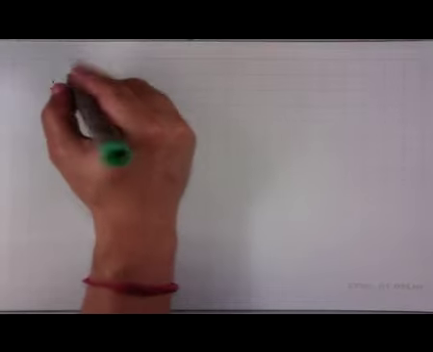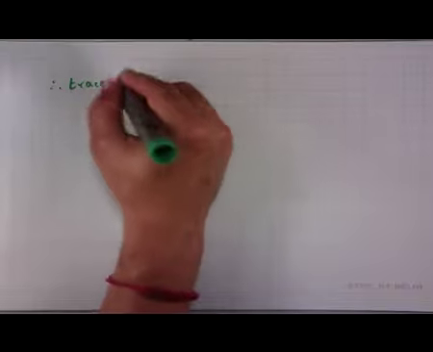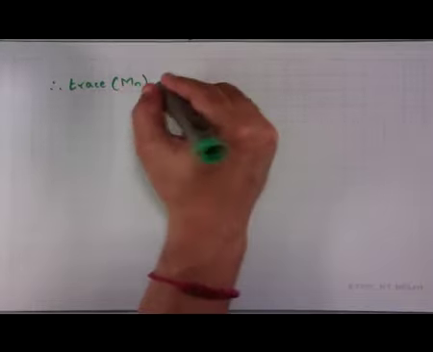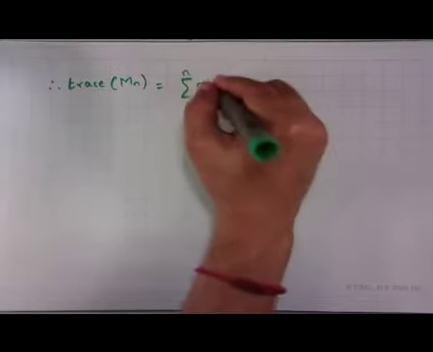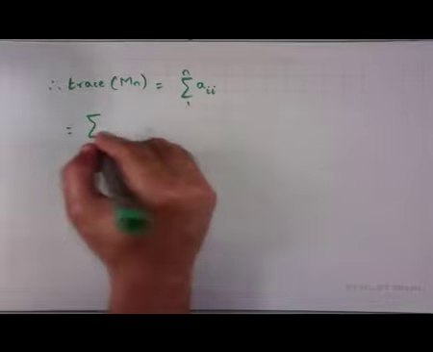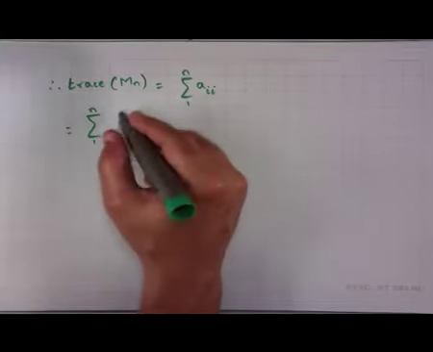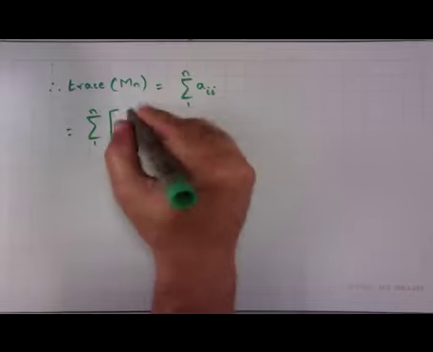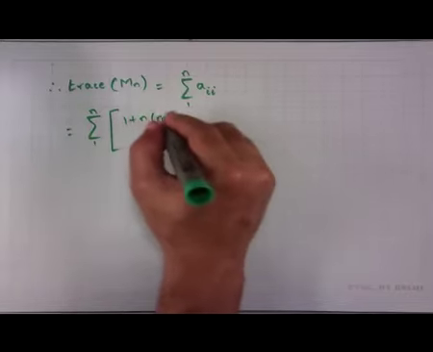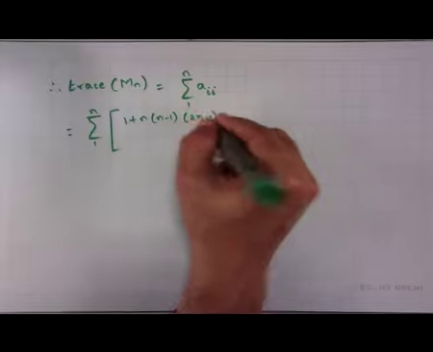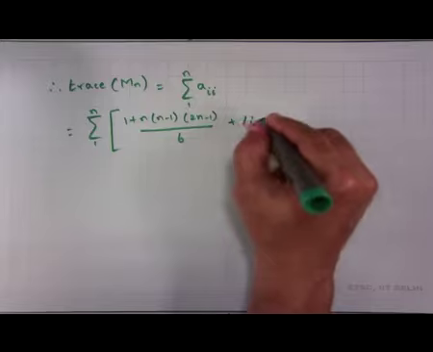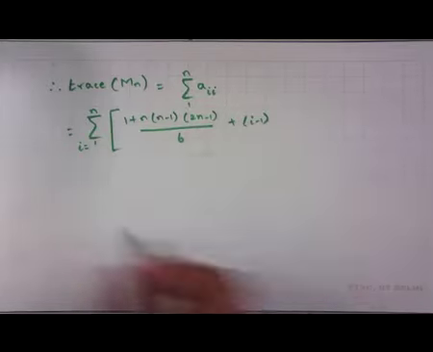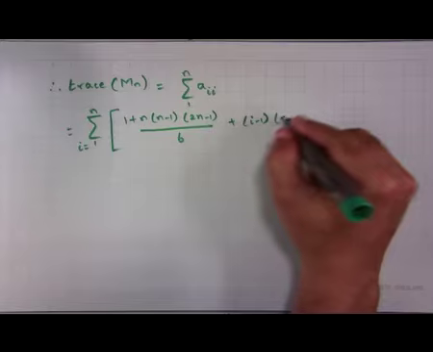So what we wanted is the trace of Mn. Therefore, trace of Mn equals the summation from 1 to n of aii, which is given by the summation from 1 to n of 1 plus n into n minus 1 into 2n minus 1 whole upon 6, plus i minus 1, with i running from 1 to n, into n plus 1.